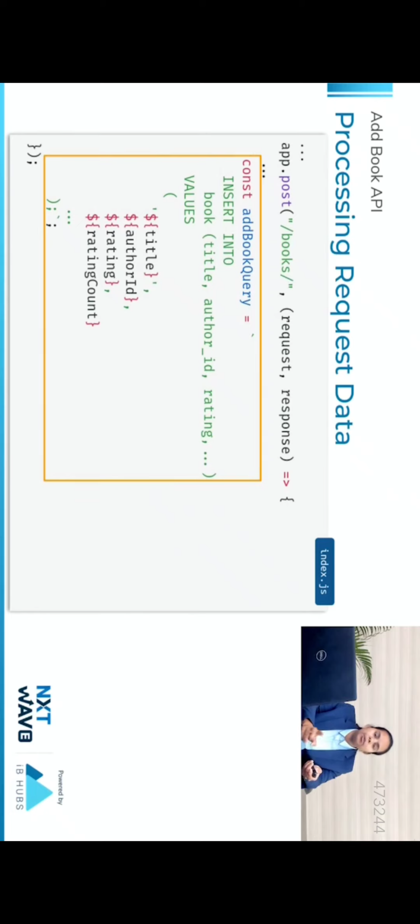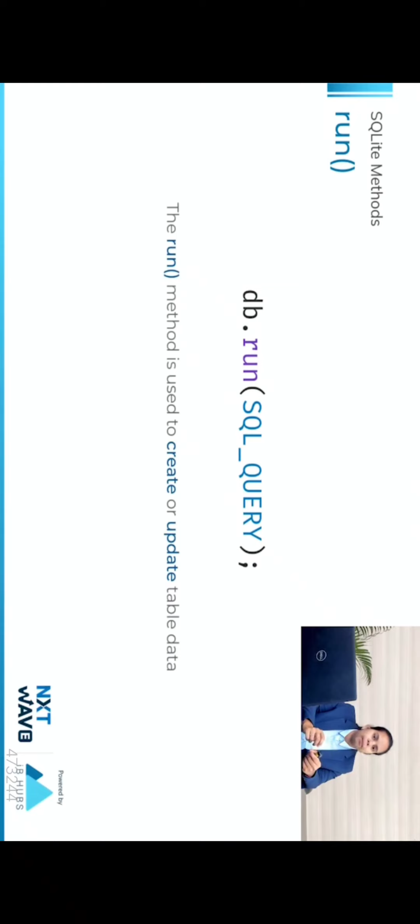The next thing is we need to run this SQL query on the database. For this, we can make use of the run method. This run method is used to create or update the table data. When we want to create or update the table data on the database, we have to use the run method. So db.run, and then we have to provide the SQL query.